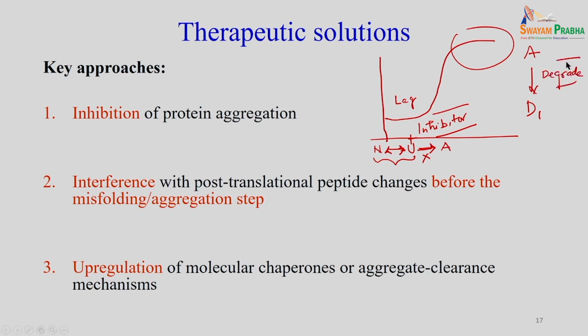If you can chemically degrade or break it down into smaller molecules or smaller fractions, sometimes if it is degraded, it can be secreted out by the body. So, these are a few options available to inhibit the aggregation process.